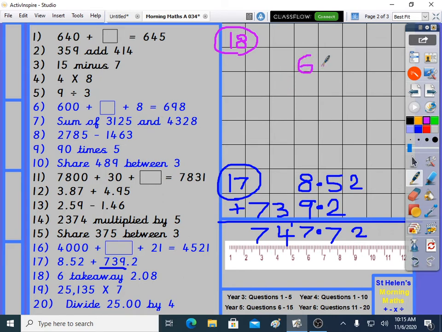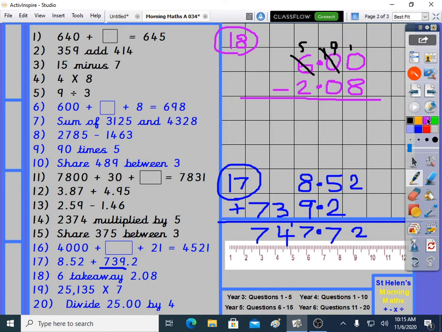6 take away 2.08. 6 is bigger than 2.08, so 6 goes on the top. But I'm going to change 6 to 6.0, which is the same as 6, and now 6.00, which is still the same as 6. Still 6 point nothing. But that's how we need to present the 6 to make this work. Don't know why I've done 2 minus signs. 0 take away 8 is not 2, and it's not 8. You have to get some help.